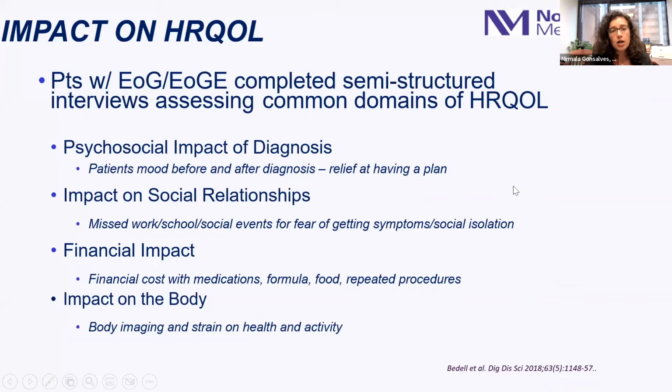We looked at this specifically in our group together with our GI health psychologist, Dr. Bedell and Taff, and tried to assess the impact on health-related quality of life. So we took patients with EOG and eosinophilic enteritis, and they completed semi-structured interviews assessing common domains of health-related quality of life. And 4 domains really stood out: the psychosocial impact of diagnosis, so patients' mood before and after diagnosis, and a relief at actually having a plan once they got a diagnosis. There was impact on social relationships, such as missed work, school, social events for fear of getting symptoms and being isolated socially. Financial impact was certainly a burden, with financial costs with medications, formula food, and repeated procedures that are often needed. And the impact on body, from body image and strain on health and activity.